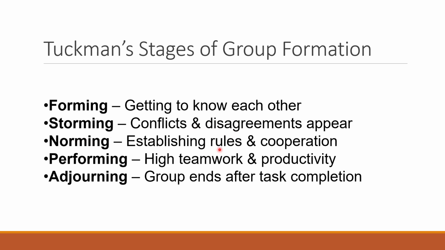Then is norming, where we establish the rules and the cooperation among the group members. Then is performing, where we see that the group members have high teamwork spirit and their productivity improves. And finally adjourning, wherein the group ends after the task is completed. So each stage tells us how the relationships, roles and cooperation develop over a period of time. We will be understanding these stages one by one in detail.